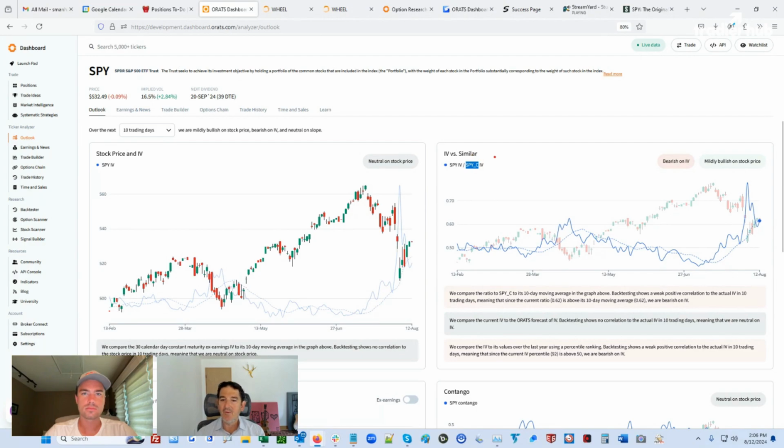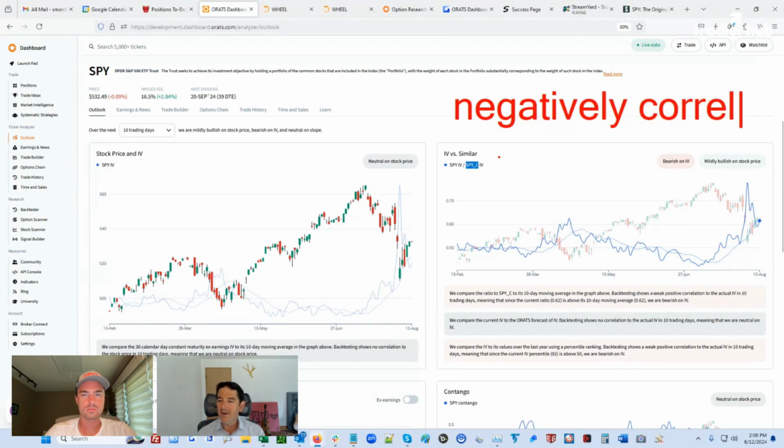So IB versus similar is the opposite of correlated. So it's negatively correlated. Okay, so negatively correlated to the stock price. So what that means is, we could see it in this graph a little bit, when this relationship goes down, the stock usually goes up. When this goes up, the stock usually goes down.